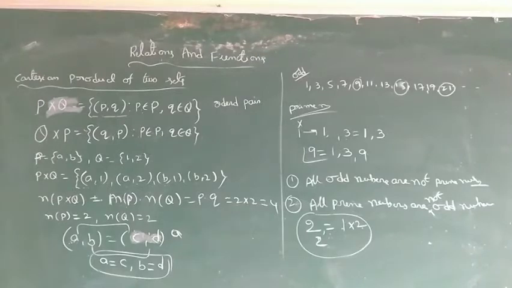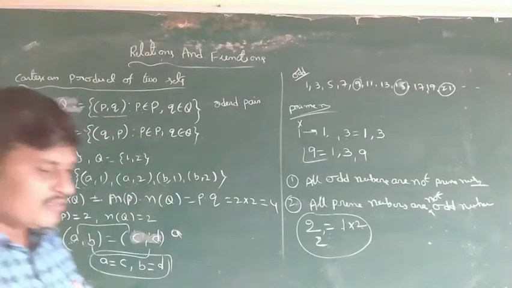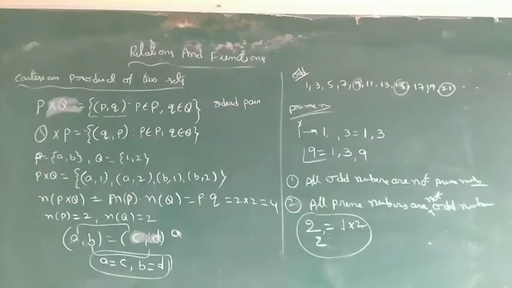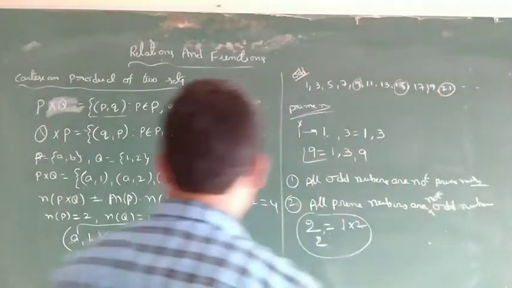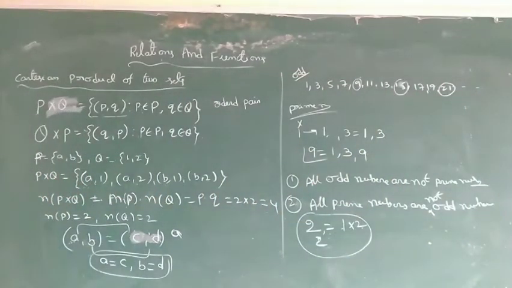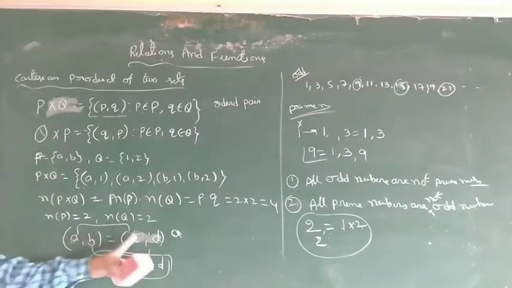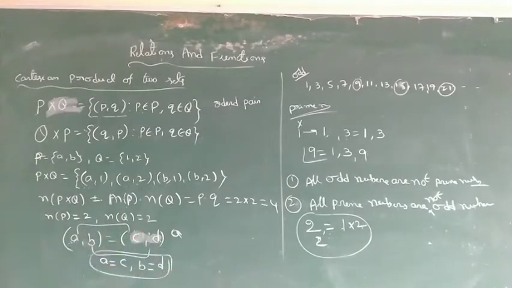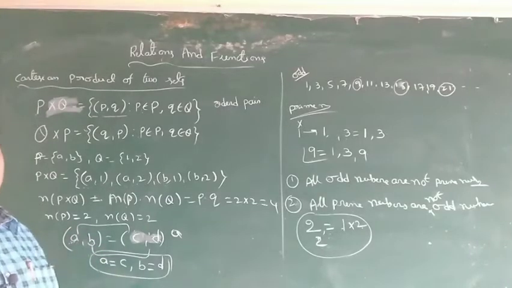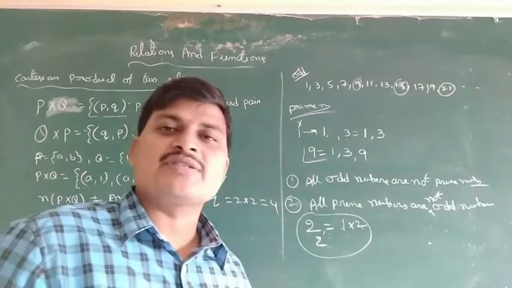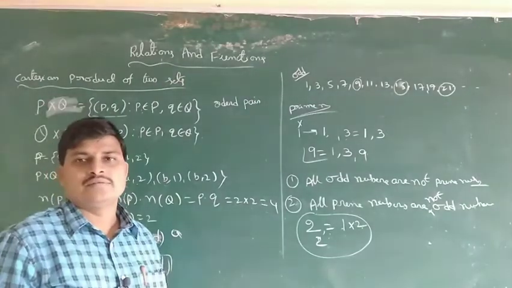The Cartesian product we already discussed. Today I will go to the exercises, some more examples. Okay, what is that one? Ordered pairs. 2 ordered pairs are equal when A is equal to C and B is equal to D. The first element of the first ordered pair equals the first element of the second ordered pair, and the second element of the first ordered pair equals the second element of the second ordered pair, then the 2 ordered pairs are equal. Okay, clear?